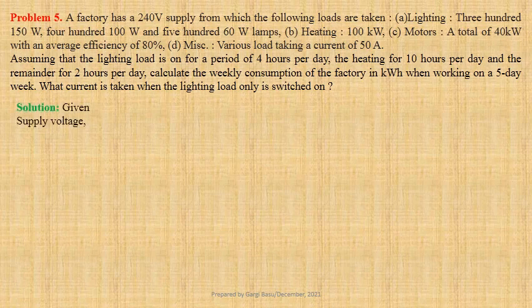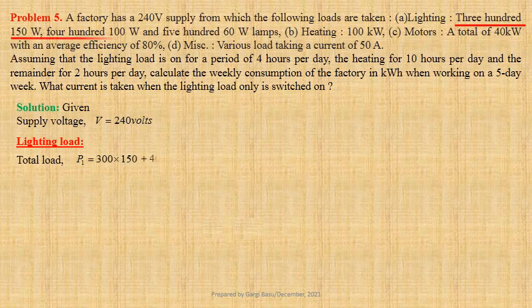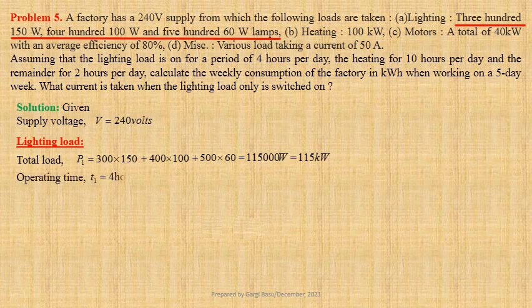Let us first write down the given data. Supply voltage V equals 240 volts. For lighting load, given total load P1 equals 300 into 150 plus 400 into 100 plus 500 into 60, that is equal to 115,000 watts, that is equal to 115 kilowatts. Operating time T1 equals 4 hours.